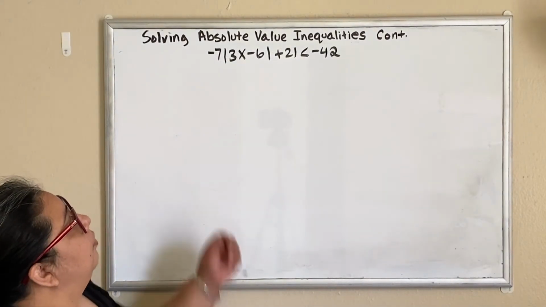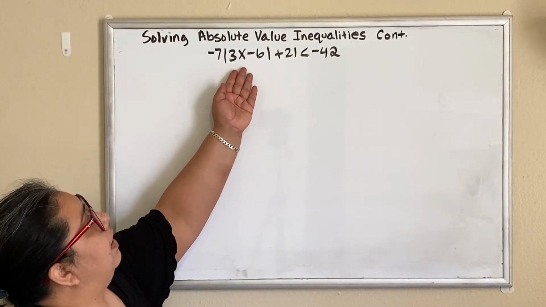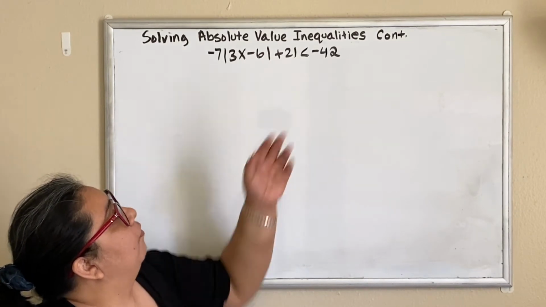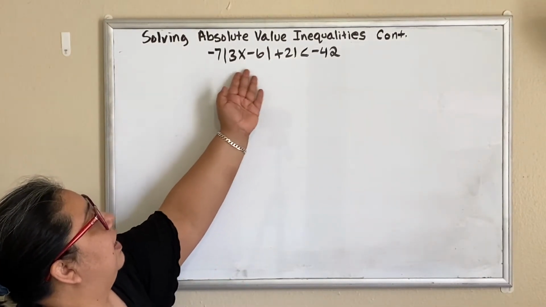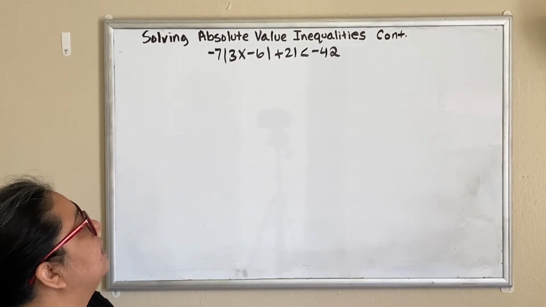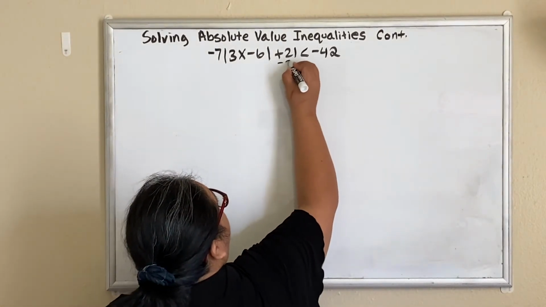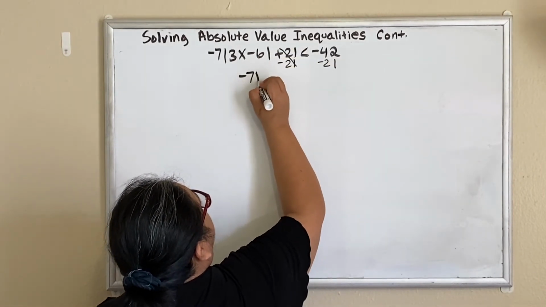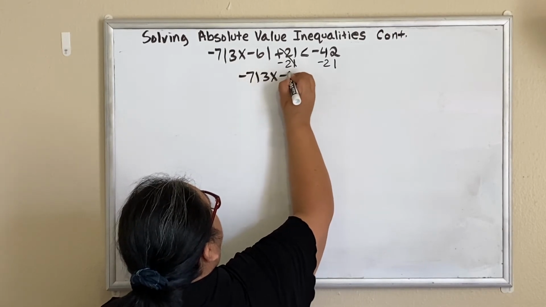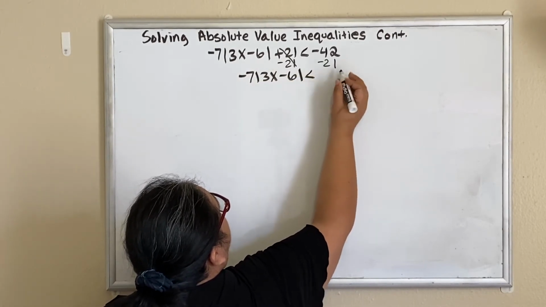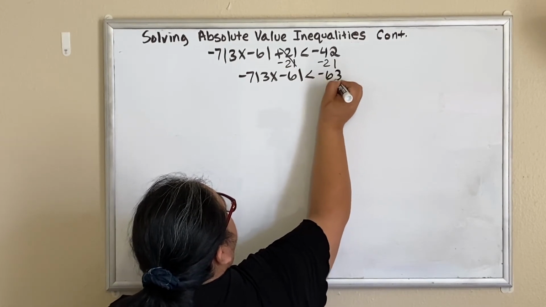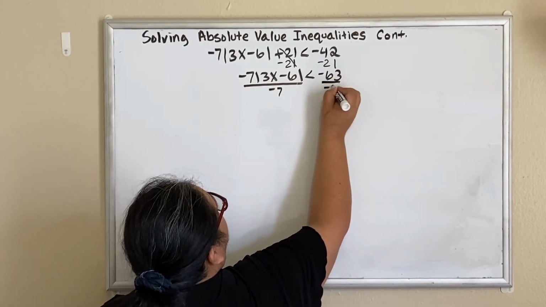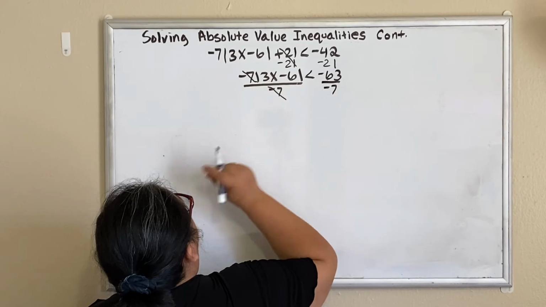So for our second example, we have -7 times the absolute value of 3x minus 6 plus 21 is less than -42. Once again, our absolute value is not isolated, so we need to isolate it. We're going to subtract 21 from both sides, eliminating the 21. We get -7 times the absolute value of 3x minus 6 is less than -63.